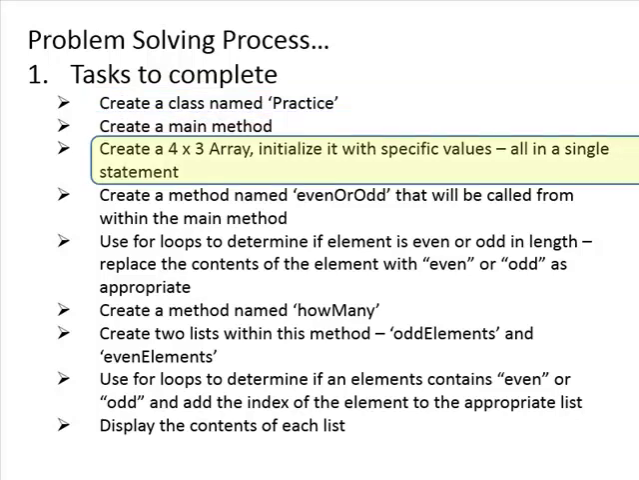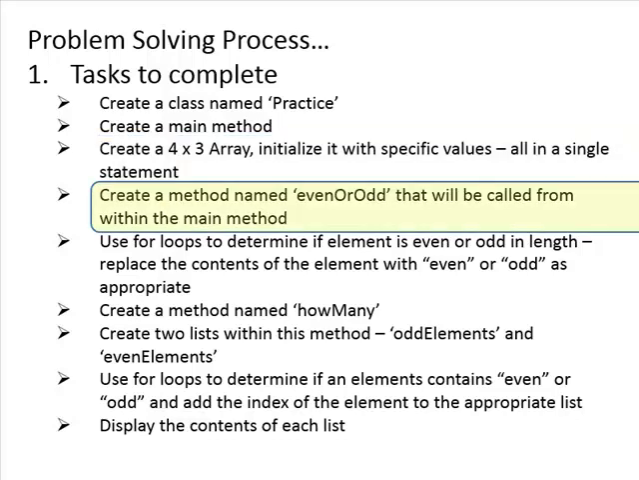In addition to that, it specifies that we need to create a 4x3 array, 4 rows, 3 columns, and not only that, we need to initialize it with very specific values, names of characters from Hamlet. And in addition to that, it all needs to happen in a single statement.